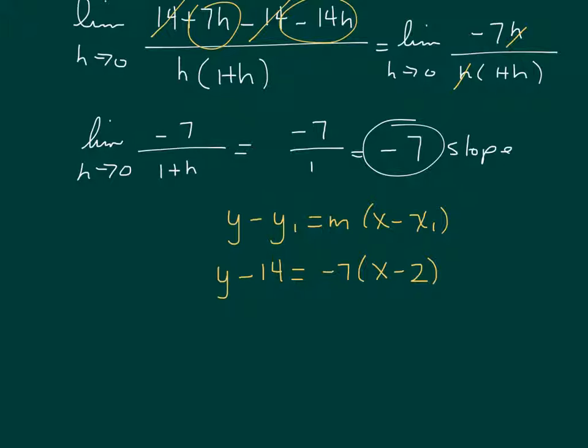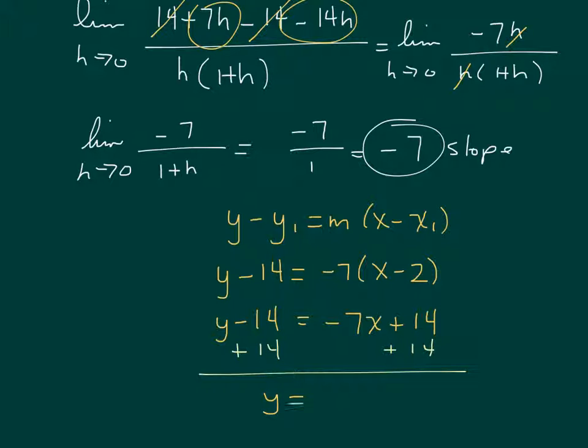So I just make things look a little better, solve this for y. So I'm going to get negative 7x plus 14. Add 14 to both sides. And I get my equation as y equals negative 7x plus 28.